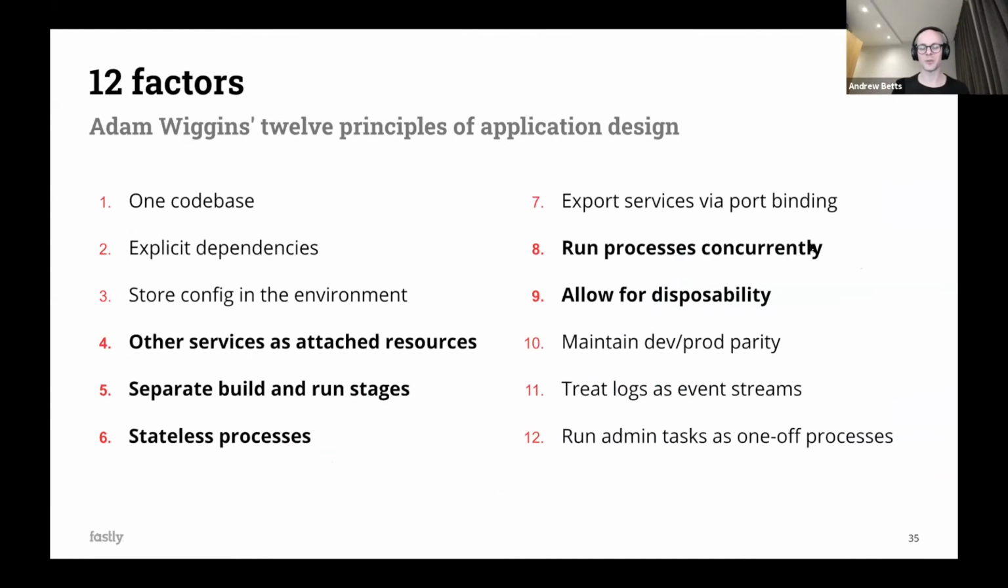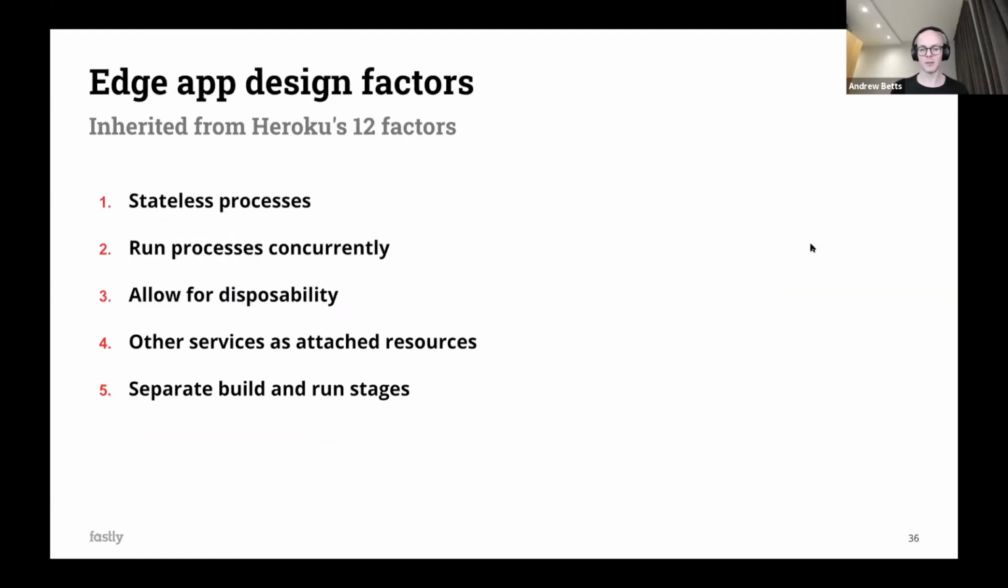Well, let's look at the ones that I inherited from the 12-factor app, and isolate the ones that I think are most relevant to us here. Stateless processes, concurrent processes, disposable processes, other services as attached resources, and separated build and run stages. And I want to add to these a couple more and see what you think.